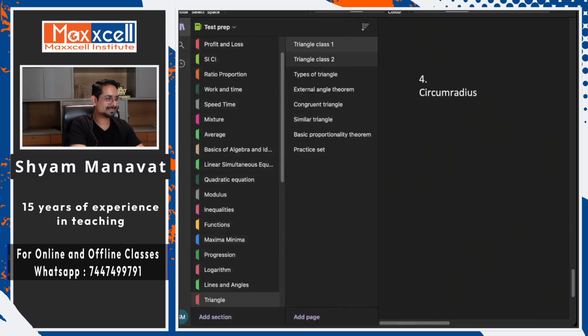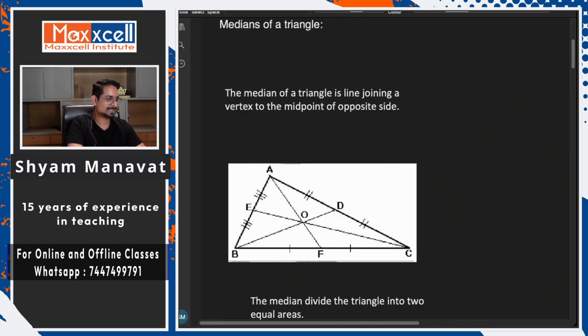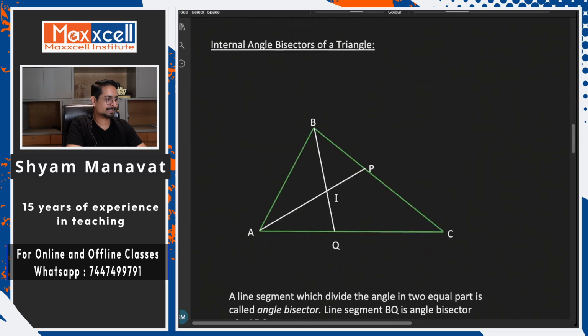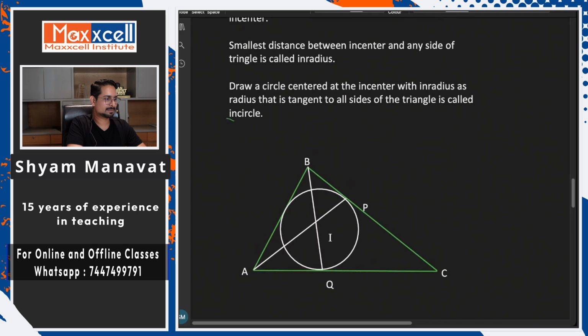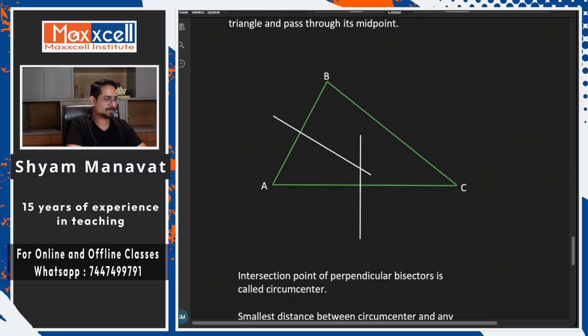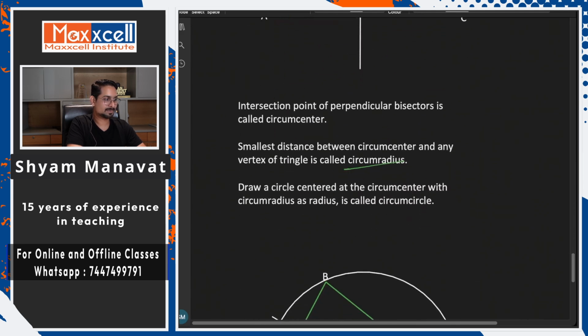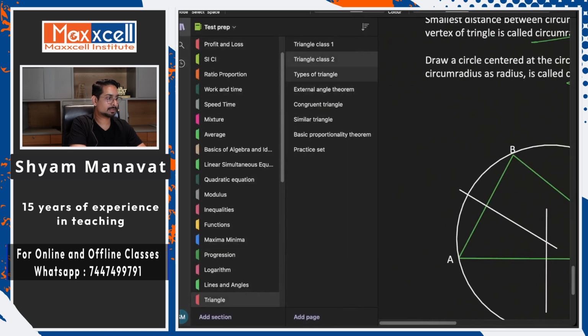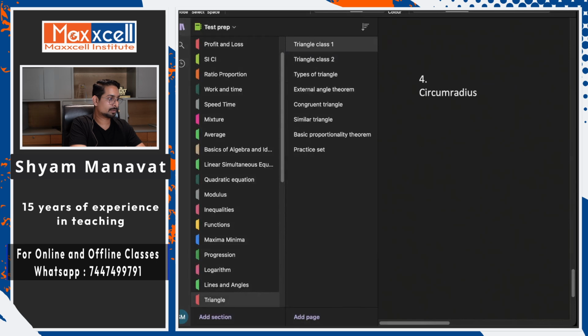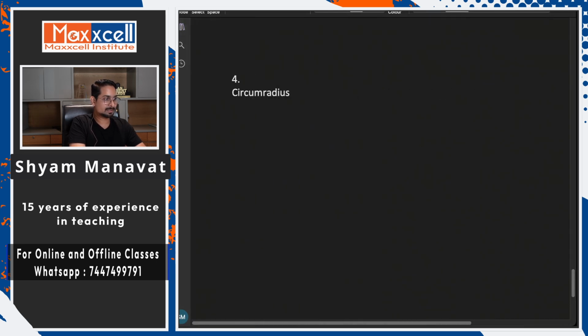What is circumradius? Circumradius is the radius of the circumcircle. No worry, we will learn this circumradius, circumcircle in the next lecture. Here you got circumcircle, circumradius. We'll learn about it. As of now, you can keep this in mind that circumradius is basically the radius of a circle which surrounds a triangle.